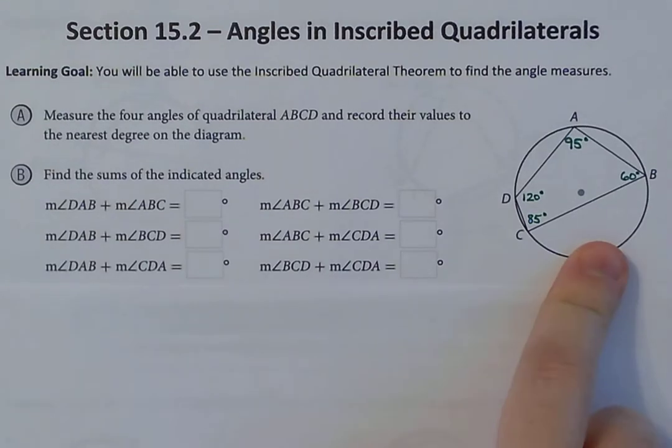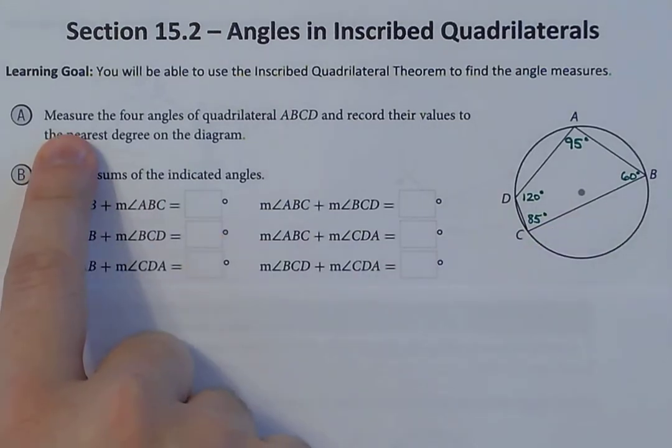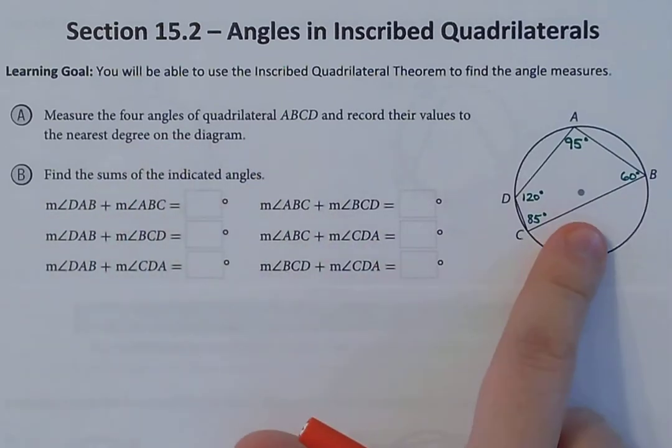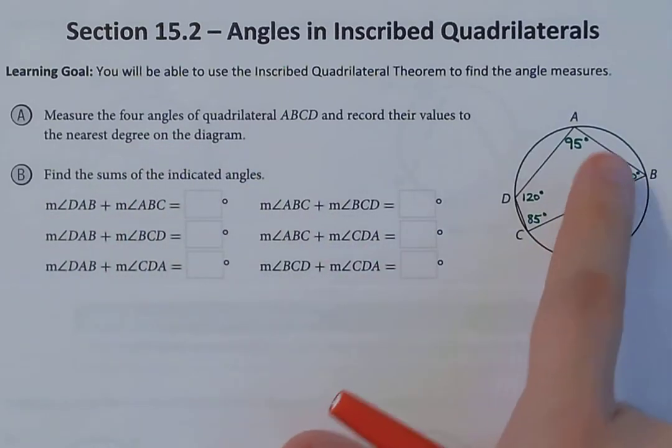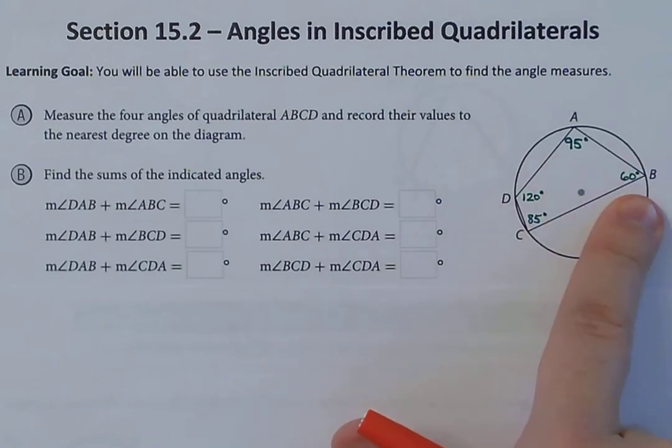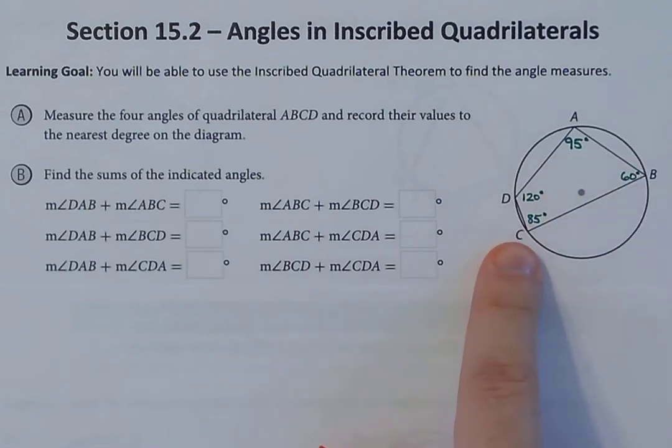So, this is our circle and then our inscribed quadrilateral. And for part A, it wanted us to go through and measure the four angles of the quadrilateral, which I have already gone through and done. So the measure of angle A is 95, the measure of angle B is 60, the measure of angle C is 85, and then the measure of angle D is 120.